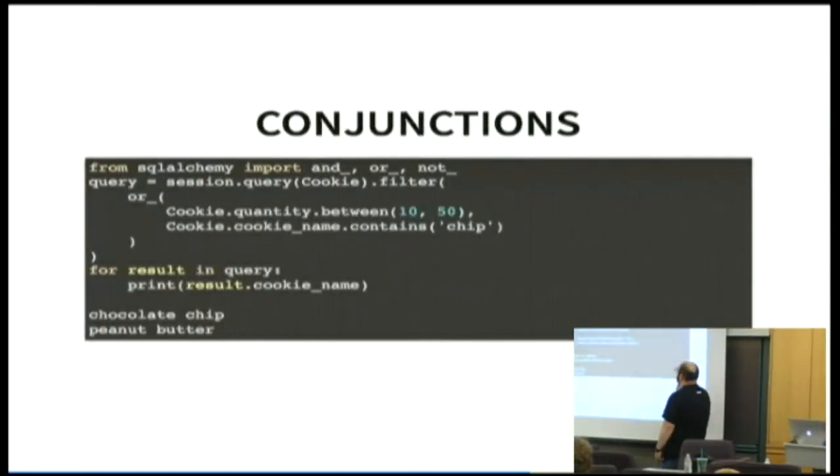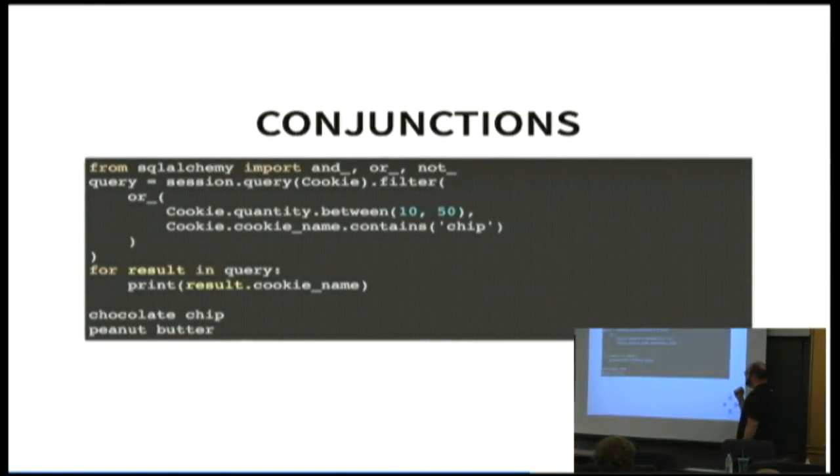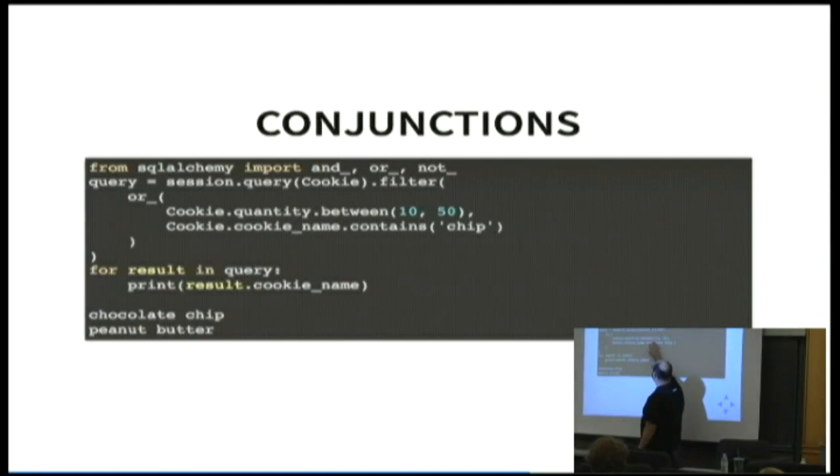So looking at conjunctions here, these are typically and or filters. In my case, I'm going to show you an or. So here I'm looking for a cookie that has a quantity between 10 and 50, or that the name contains a result chip. So that gives me chocolate chip and peanut butter.